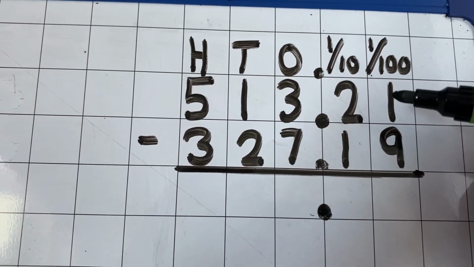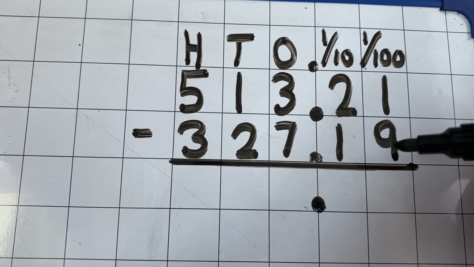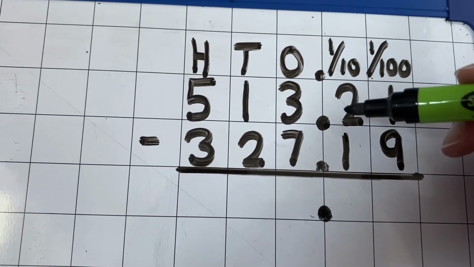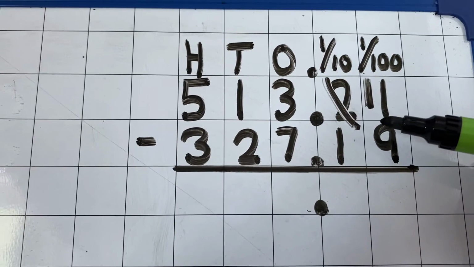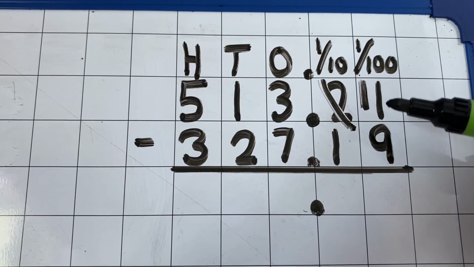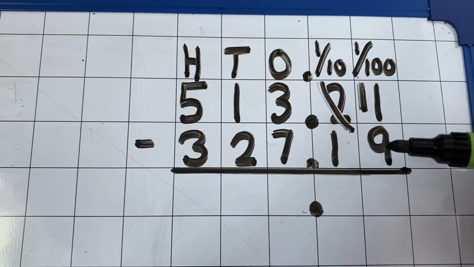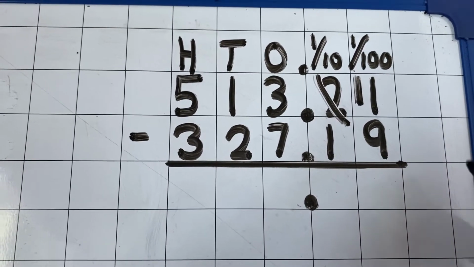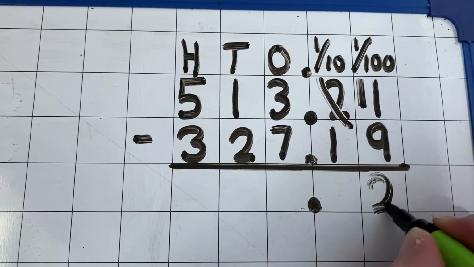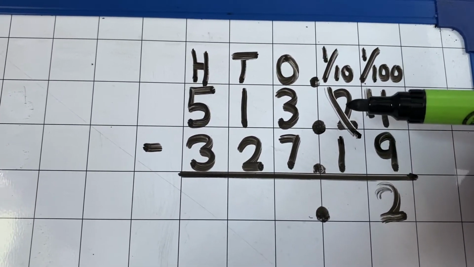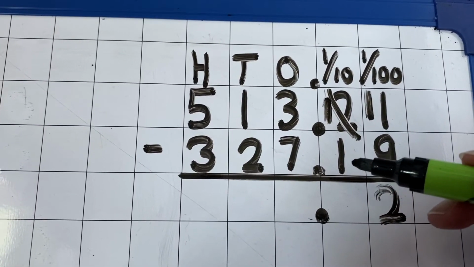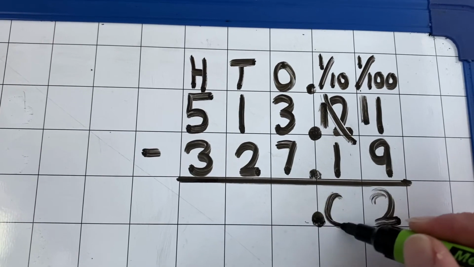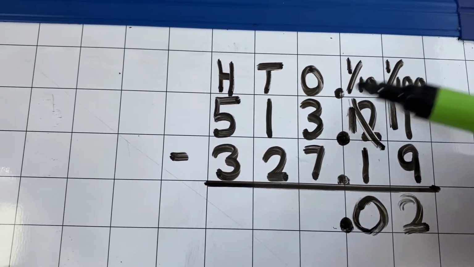So here we have 1 hundredth take away 9 hundredths. We know we are going to have to exchange and take and make from the tenths column. This will now become 0.11. Remembering that we now need to subtract 9 hundredths, which would make it 2 hundredths. We now move on to the tenths column. We now have 1/10, take away 1/10 will leave us with 0/10. Now we move on to our ones column.